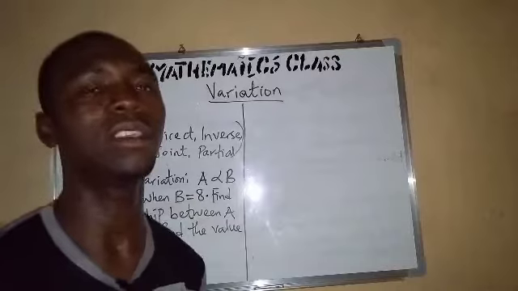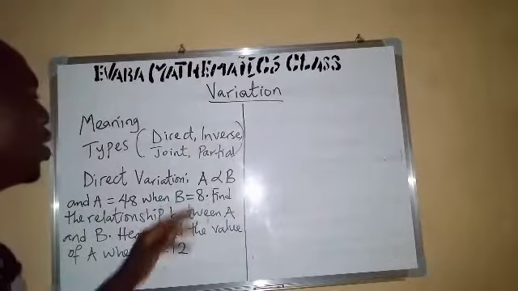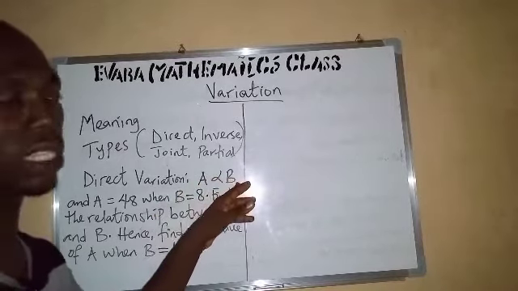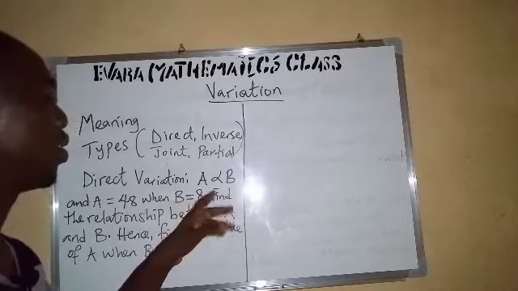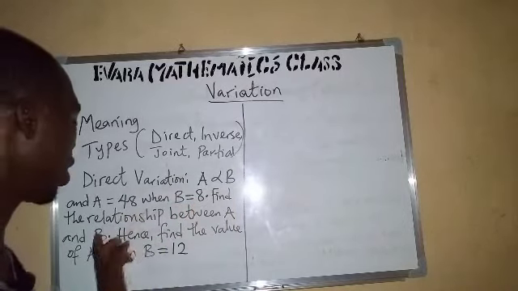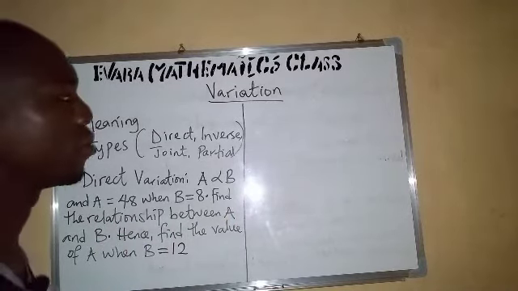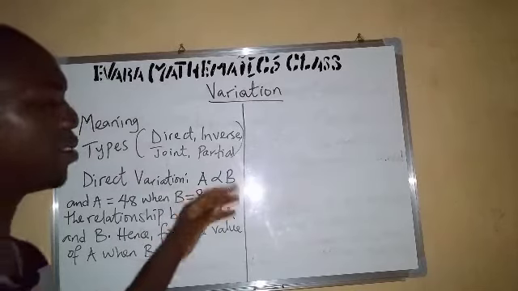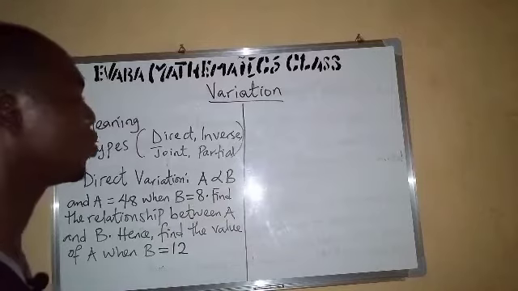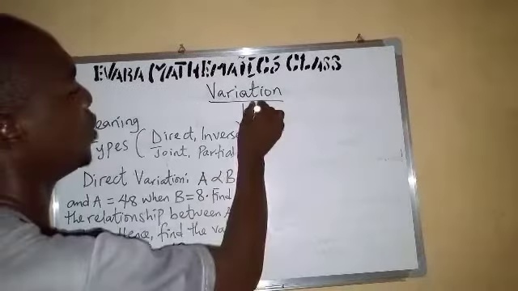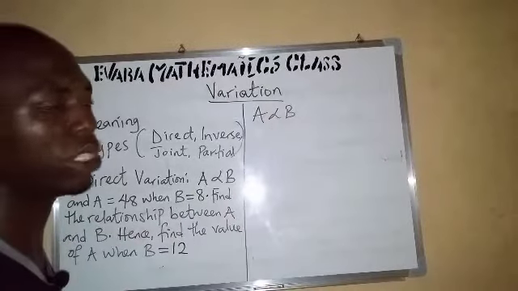So in mathematics, when you have a question on direct variation, this is how you approach it. A varies directly as B, and A equals 48 when B equals 8. Find the relationship between A and B. Hence, find the value of A when B is 12. We are given that A varies directly as B. It is written in this form. This sign is a sign of variation. So if A varies directly as B, it is written as A ∝ B.